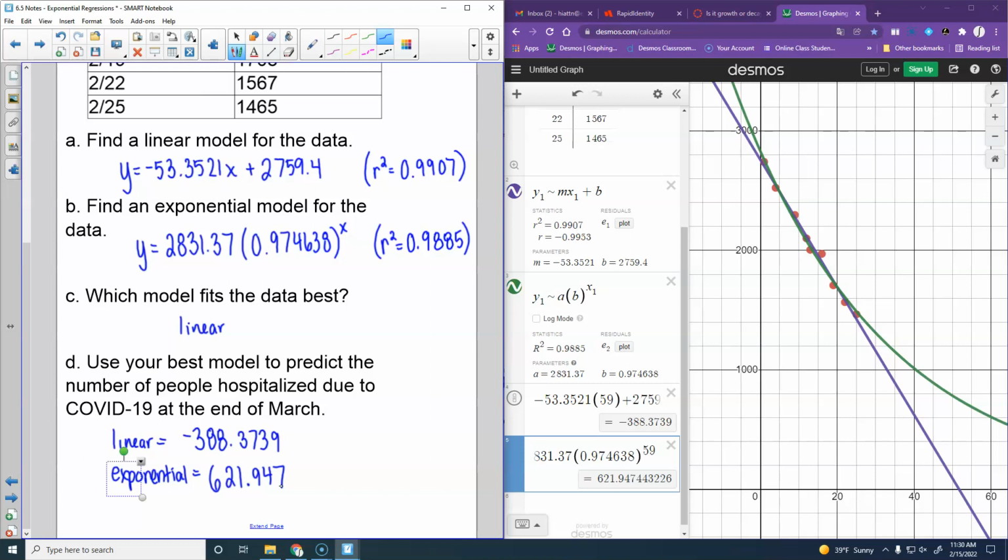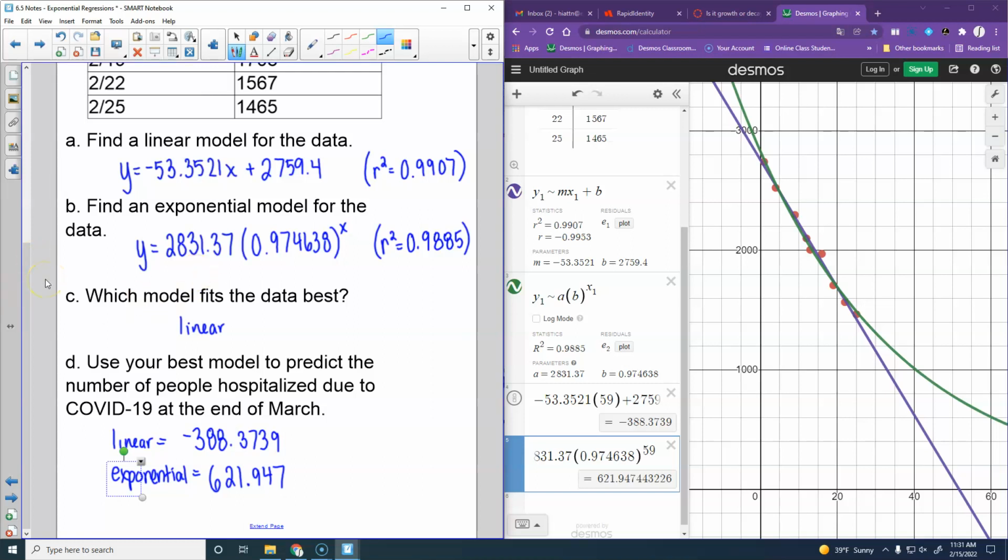All right, so knowing what we know about disease, if we were researching this, even though the linear model fits better, we would want to go with the exponential model because we know that it's not just going to plummet and go to negatives. It's going to sort of slow down. And actually, eventually it's probably going to go back up, unfortunately. Hopefully not like it has been lately. But we would see that happening.